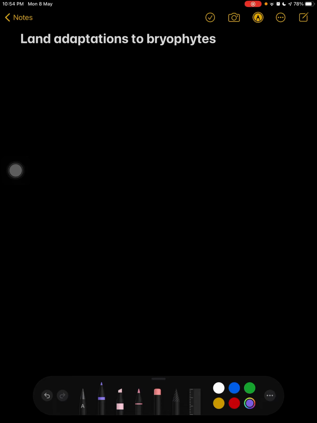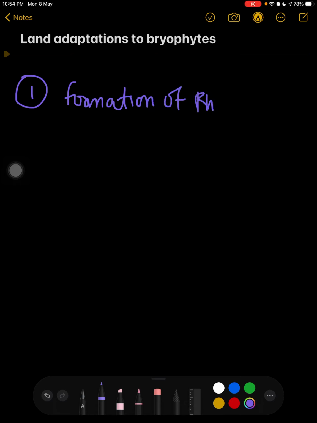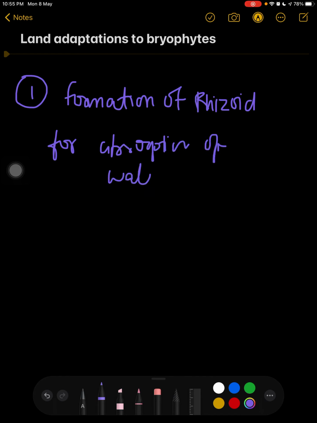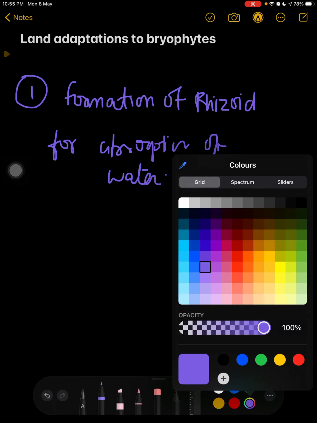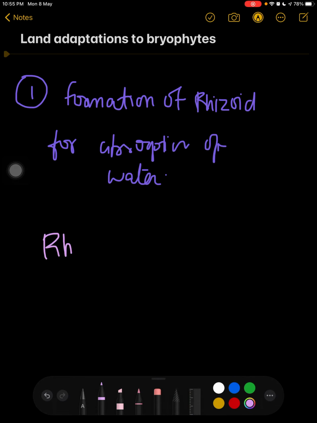So today we will discuss the land adaptations of the bryophytes, right? Basically, the first adaptation adopted by the bryophytes was the formation of rhizoids to absorb water. Formation of rhizoid for absorption of water, right?